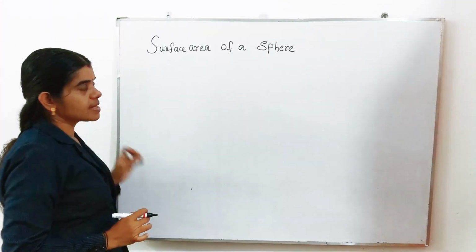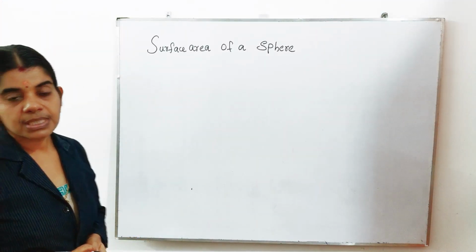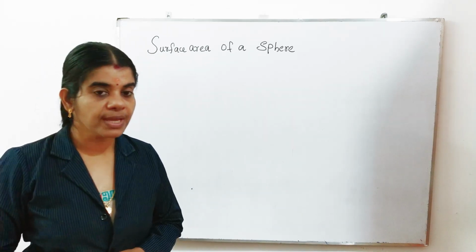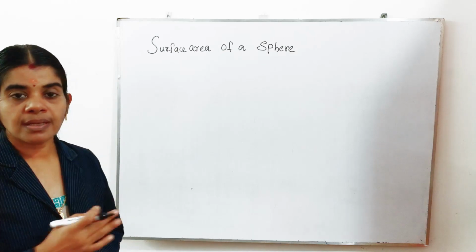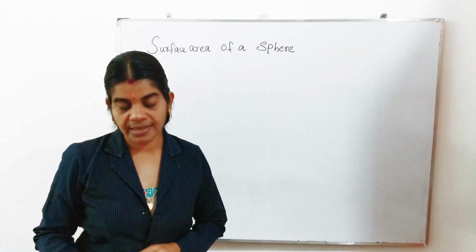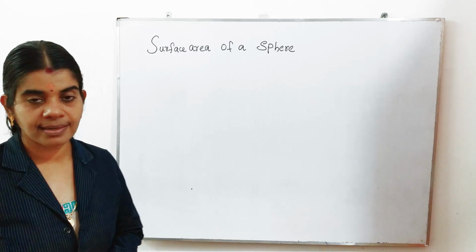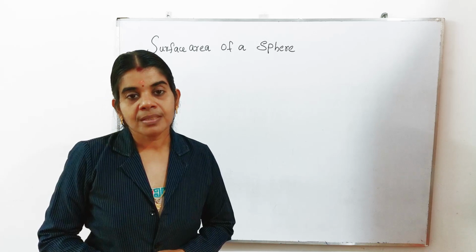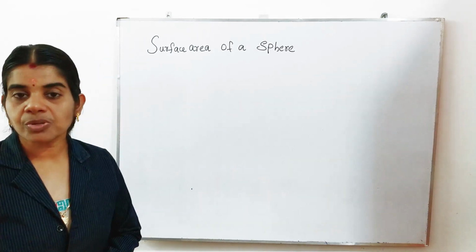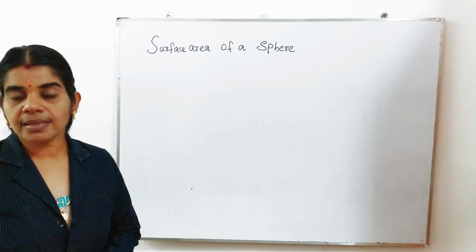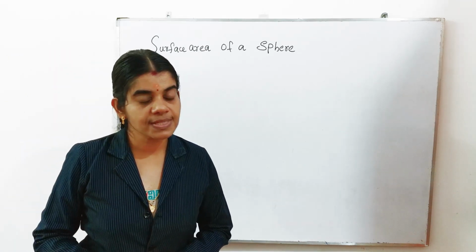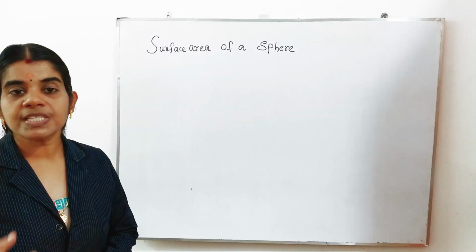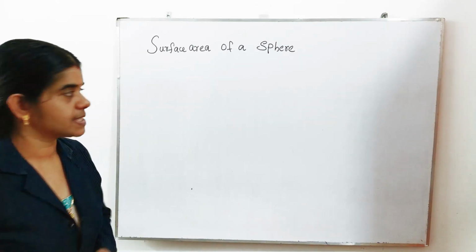Our next topic is surface area of a sphere. Sphere means what shape? In the case of a football or any ball, that will be in the shape of a sphere. In the case of cone and cylinder, we studied curved surface area, total surface area, like that. But in the case of a sphere, we are considering only total surface area. Simply saying surface area also means total surface area. Here in the case of a sphere, we are not considering curved surface area or lateral surface area.